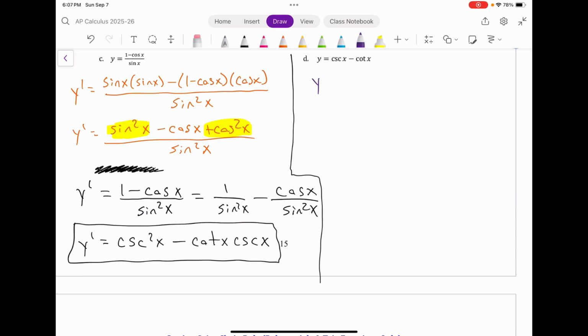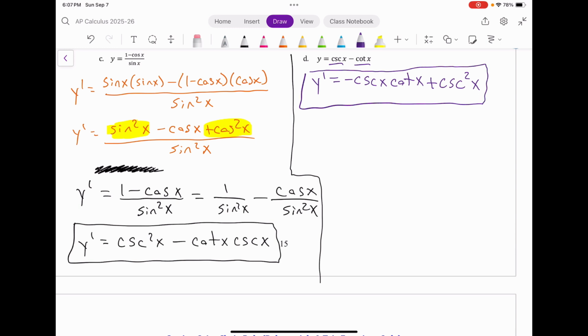All right, D, y prime equals, so the derivative of cosecant x is negative cosecant x cotangent x. And then the derivative of cotangent x is negative cosecant squared x, so minus a negative, make it a plus. And yeah, that's it. That's all we can do with it. We could factor out a cosecant x out of both terms, but that's okay.